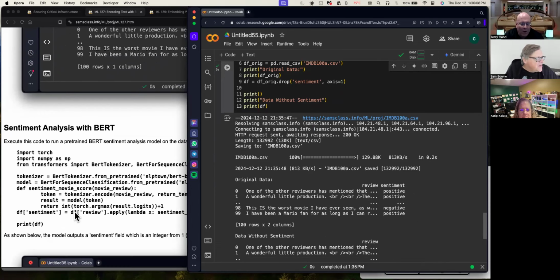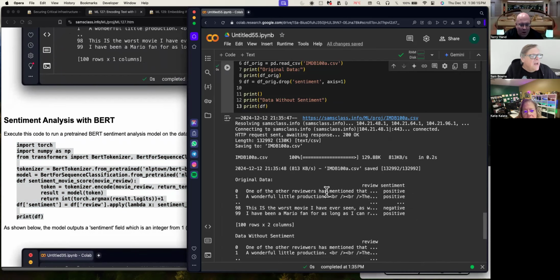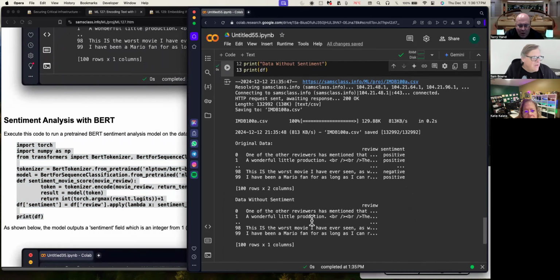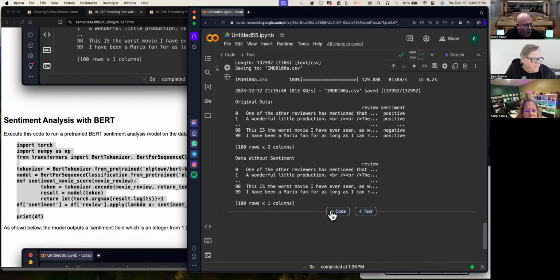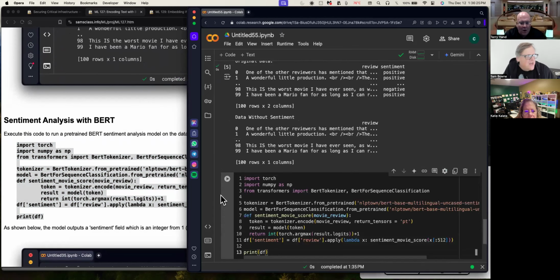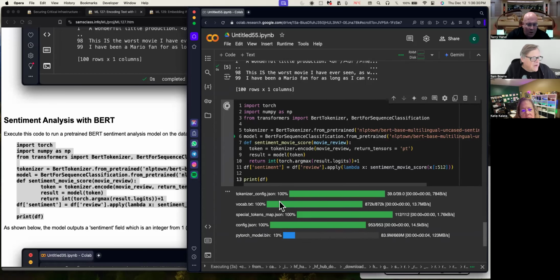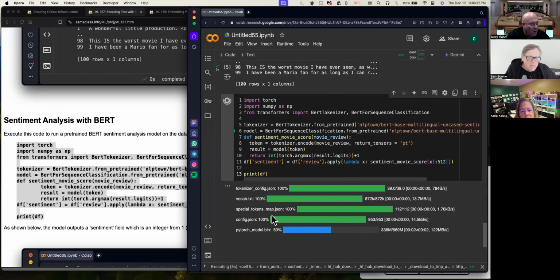And so we want to do sentiment analysis with BERT. It's going to analyze the movie reviews and decide from the narrative, from data without sentiment, whether the review is an approving review or a negative review. So it downloads all this information to run the BERT pre-trained model.